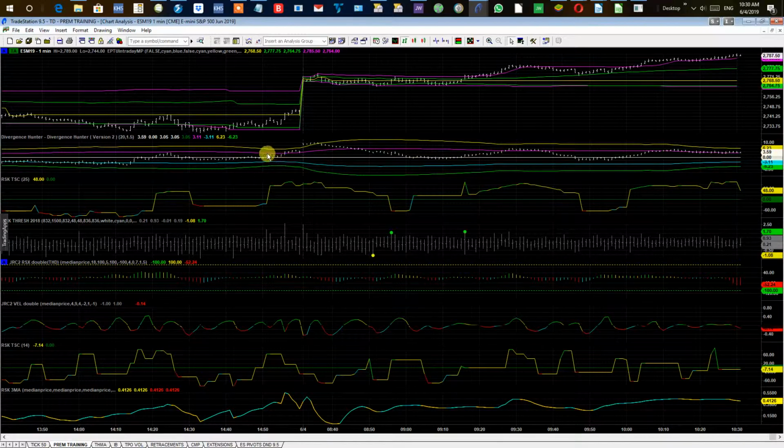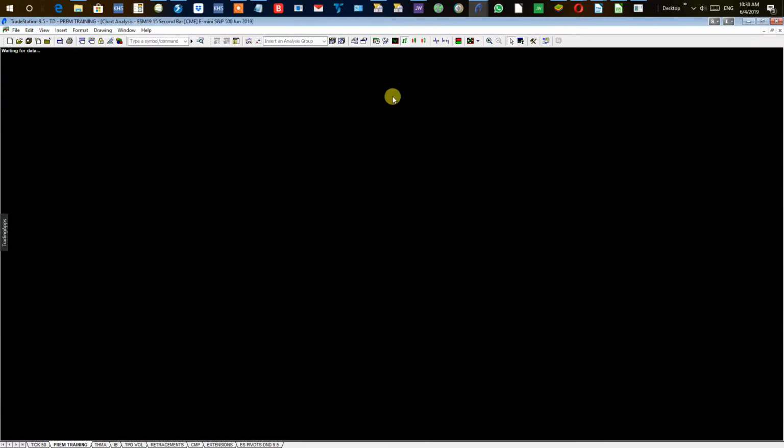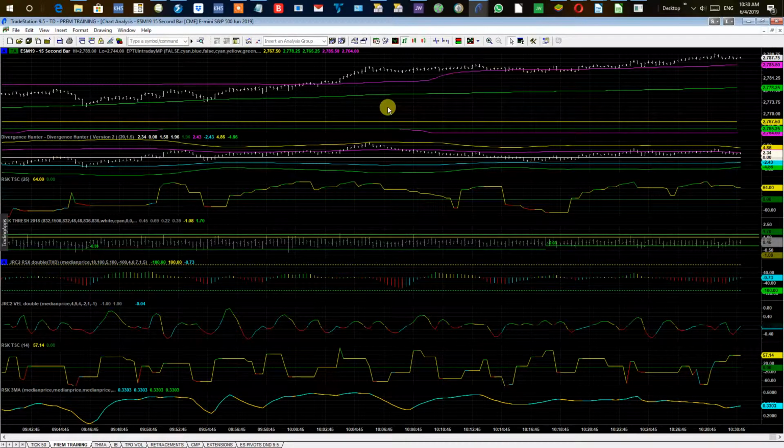Very nice. Look at the premium. Okay. Now what's nice about this particular chart, what I like about it, is I can easily adjust to a smaller increment on both the premium and the ES very quickly by just using this particular setting. If I want to take it down to 15 seconds, I can do that, and I refresh all of the data.